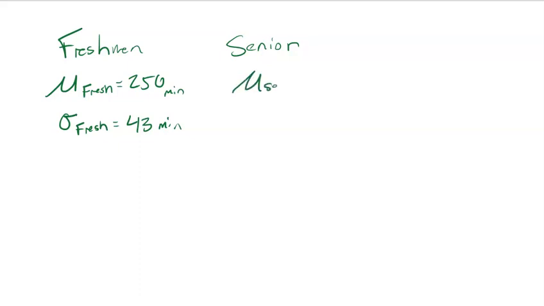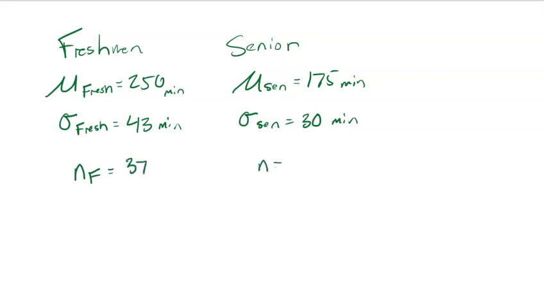So the mean for seniors, again maybe I read this in an education journal, is they only spend 175 minutes per week on homework, and the standard deviation for seniors is 30 minutes per week on homework. Now, let's say I look at a sample of 37 freshmen and a sample of 42 seniors.